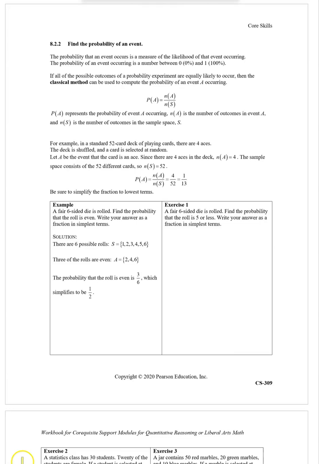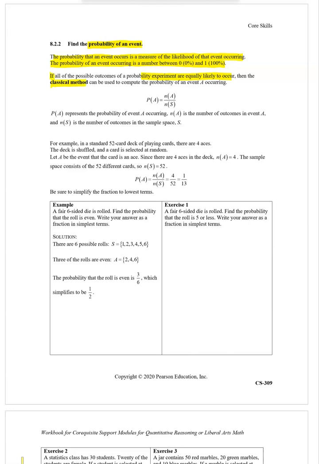Hey guys, let's talk about the probability of an event. The probability that an event occurs is the measure of the likelihood of that event happening, okay? So the probability of an event occurring is a number between 0 and 1. 0 means that it will never happen, and 1 means it's going to for sure happen, okay? It's inevitable.